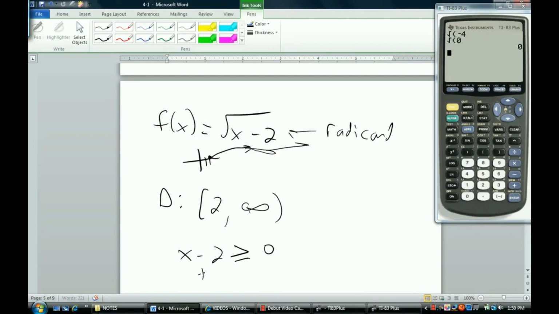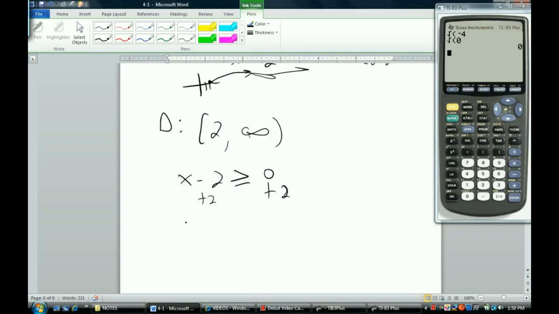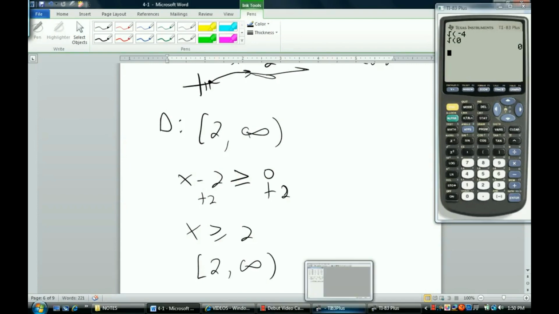So all we really need to do is just set x minus 2 greater than or equal to 0 and solve that expression. X greater than or equal to 2. And if you were to graph that on a number line or think about it, you would see that's the same thing as everything from 2 to infinity. So there's two ways to approach this. You can just graph it, or you can do it algebraically.